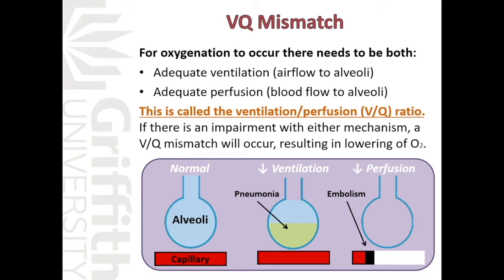If there's an impairment with either of those mechanisms, there might be a VQ mismatch, and that will result in a lowering of oxygen availability. As we can see there in the first picture, we've got normal, appropriate oxygenation and appropriate ventilation and perfusion. So our alveoli is open, it's full of air, and that's able to easily have gas exchange with the capillary, which has adequate perfusion, full of blood. In the second picture, we've got decreased ventilation. In this example, we might have pneumonia.